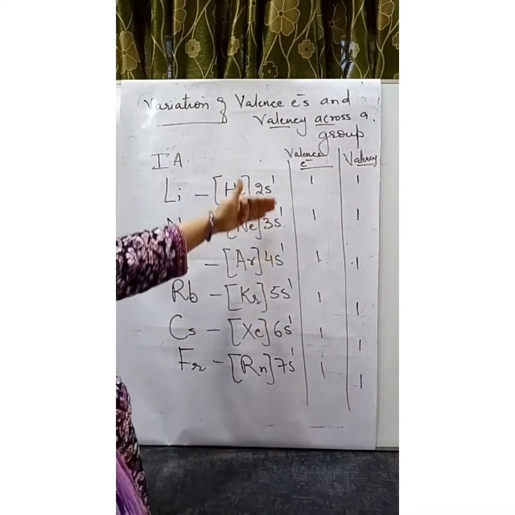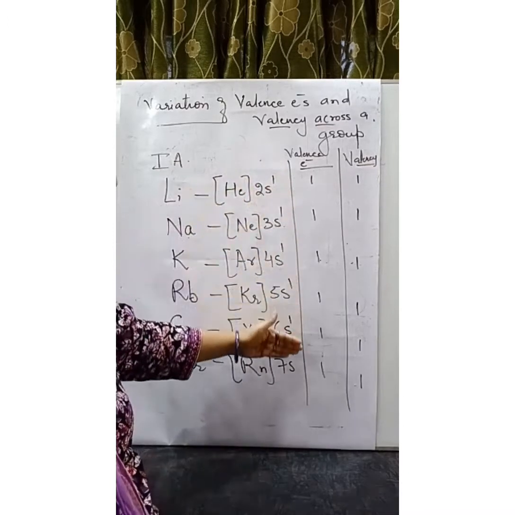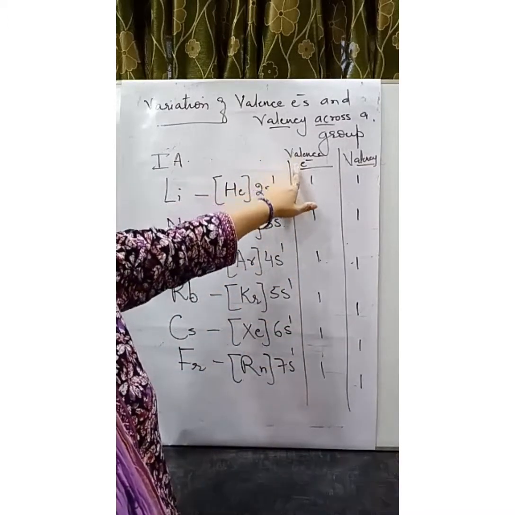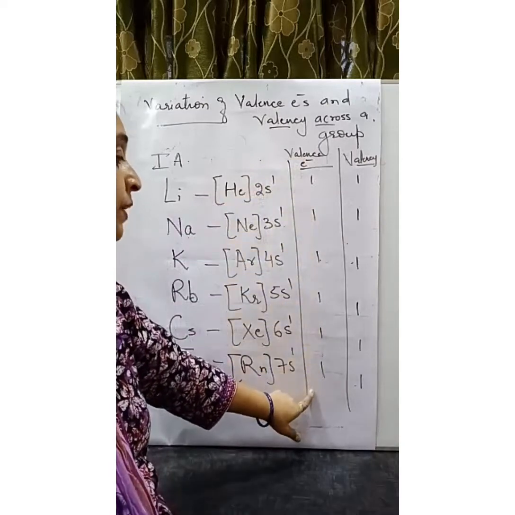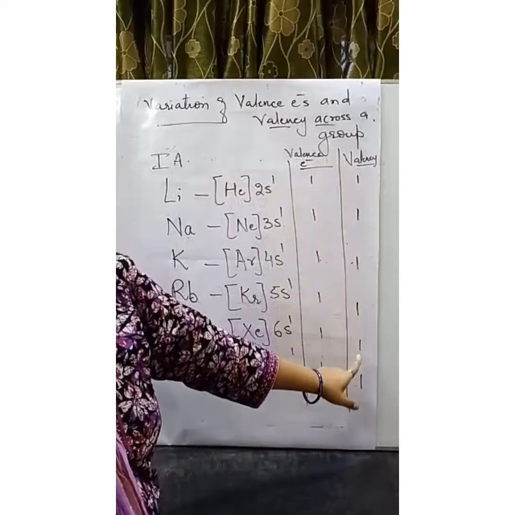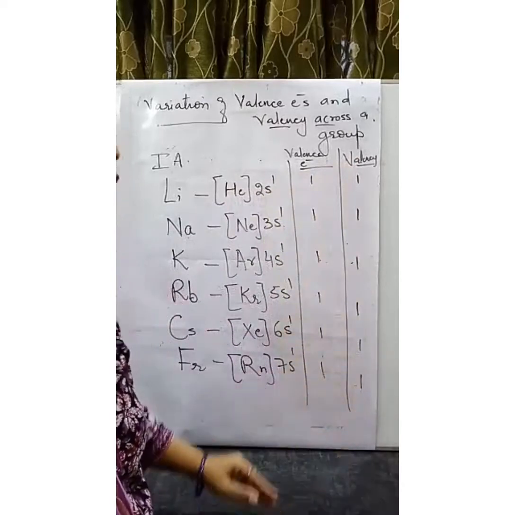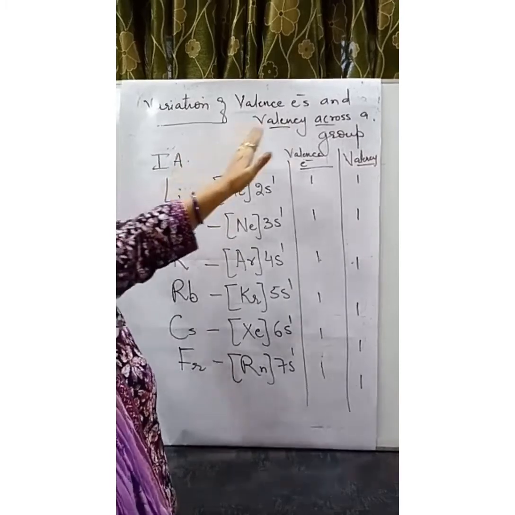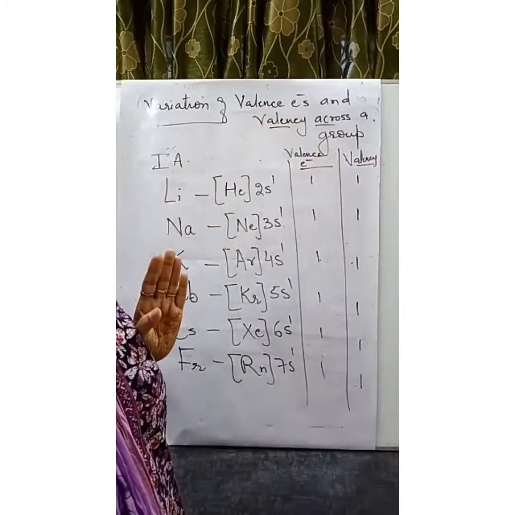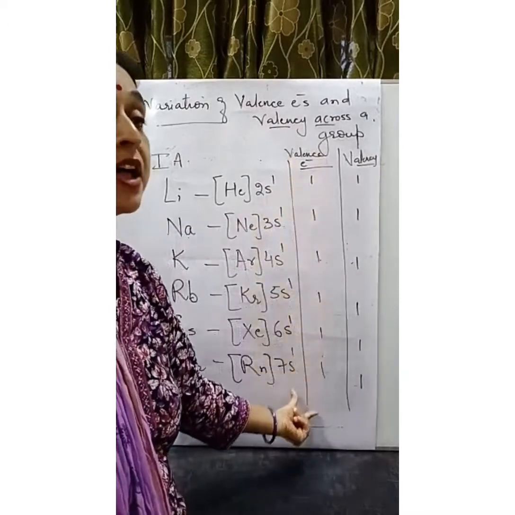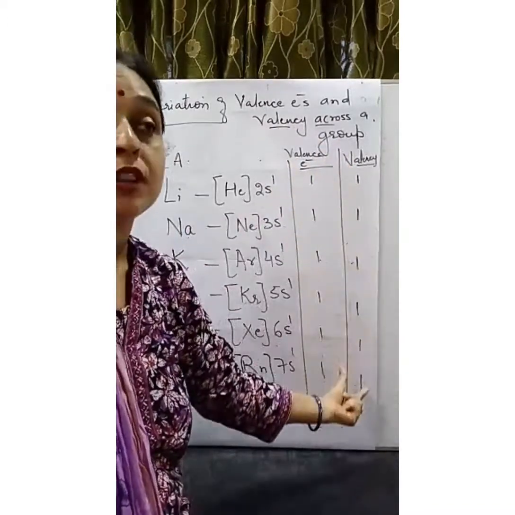So the valency of all these elements is 1. So what can we say about the variation across a group? Across a group, the valence electrons remain the same. Across a group, valency also remains the same. Now this is for group number 1. If we are talking about group number 15, say, then the number of valence electrons will be 5 and valency is 3 for all the elements.